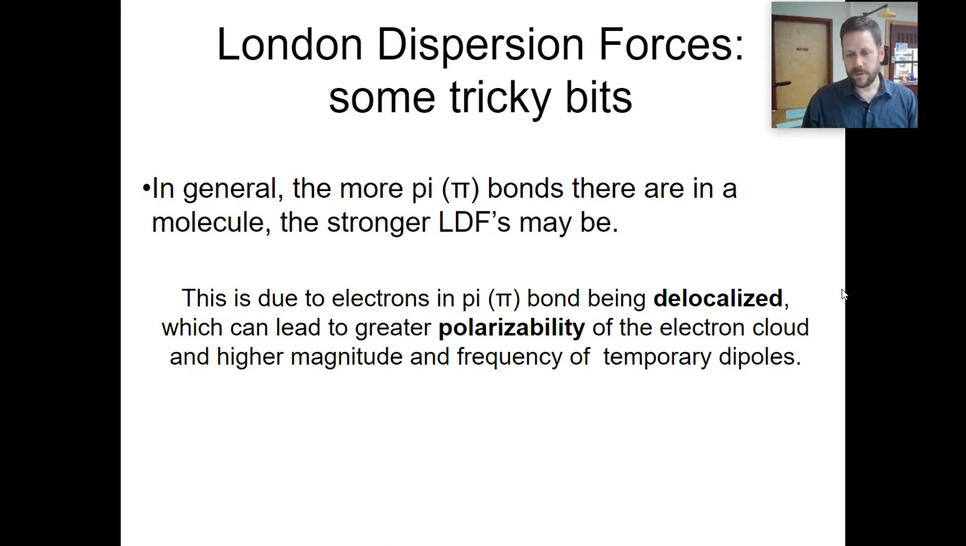A final point that is stated here is that generally, if there's a molecule with lots of pi bonds, then there's going to be stronger dispersion forces. This is due to the electrons in pi bonds being delocalized. If you remember the models we looked at for pi bonds, they are spread out both above and below the central axis of the sigma bond. And so that's going to lead to a greater degree of polarizability and fluctuation in the electron cloud. That means stronger London dispersion forces.